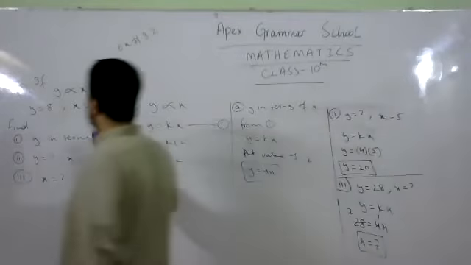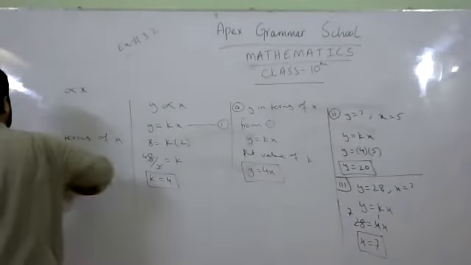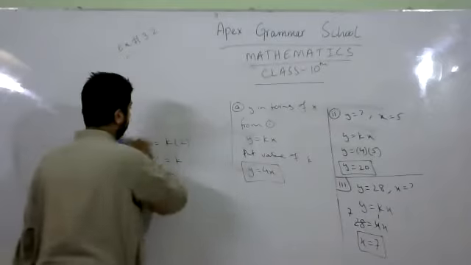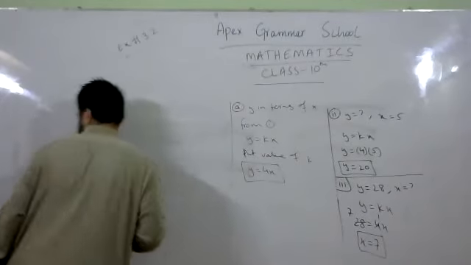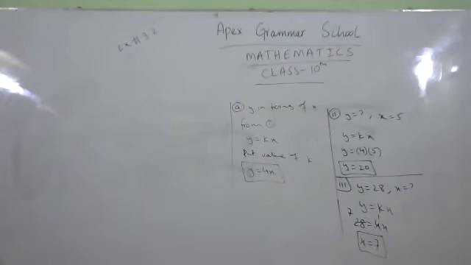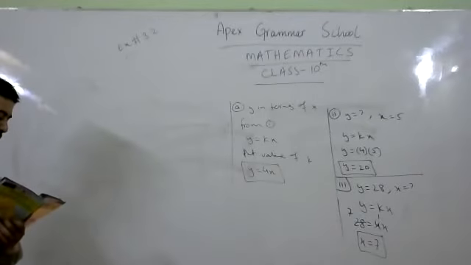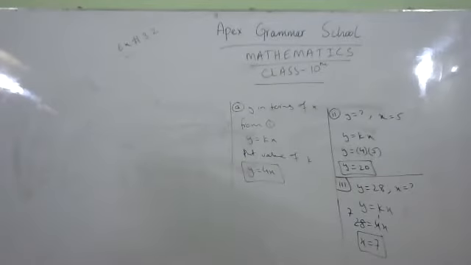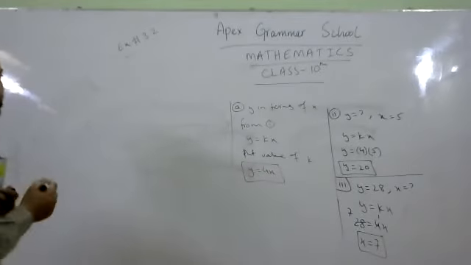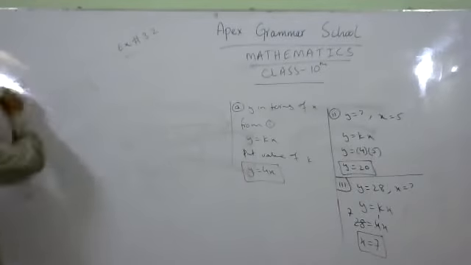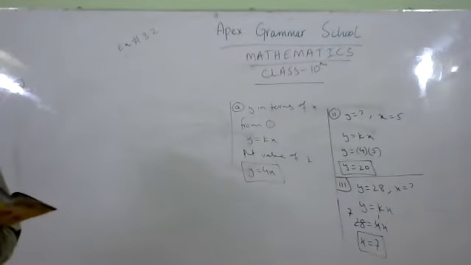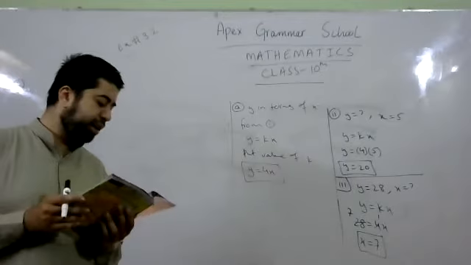Then you went to directly proportional or inversely proportional. Question number 1 and question number 2 is again just like question number 1. We are going to solve question number 3. Question number 1 and question number 2 both are the same questions, same criteria.